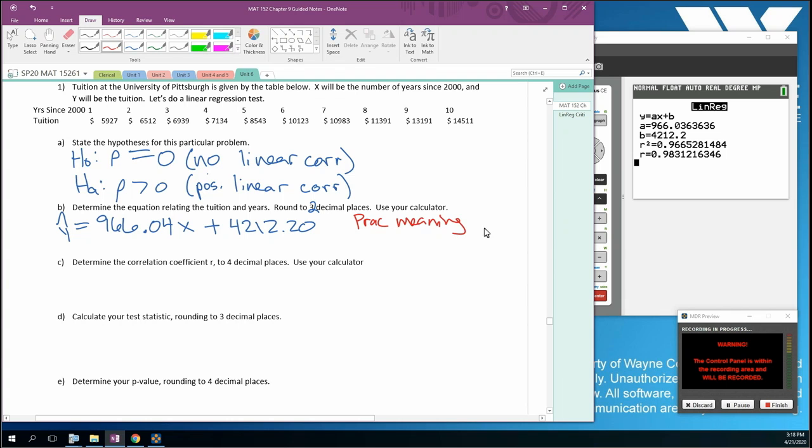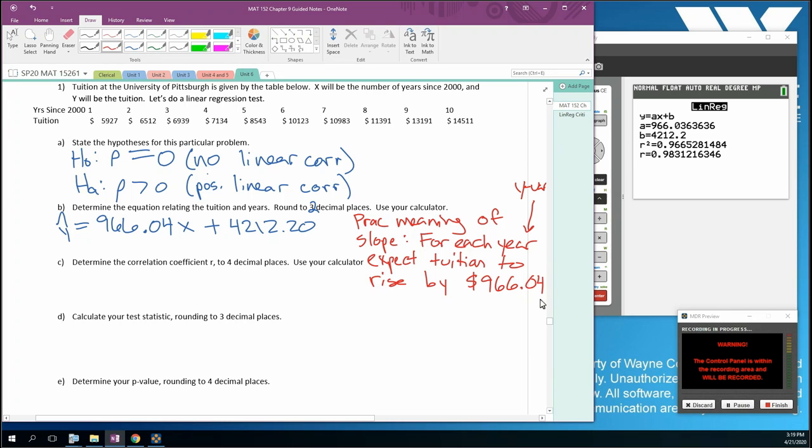Now, even though I didn't actually say anything here, the practical meaning of the slope: for each year, which is the x variable, we expect tuition to rise by $966.04. So that's what we would expect. So the correlation coefficient R is going to be 0.9831.